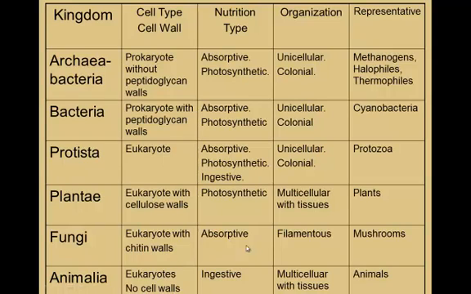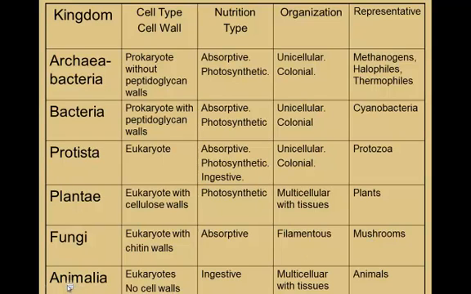Their nutrition is absorptive, so these are absorptive heterotrophs. Although they are multicellular, they have a distinctive body plan, and we call it filamentous because they have these little thread-like filaments that make up their body. And later when we study fungi, we will give you some terminology to describe their body. Representatives will include things like the grocery store mushroom, or the mushroom that killed Claudius Caesar, Amanita phalloides.